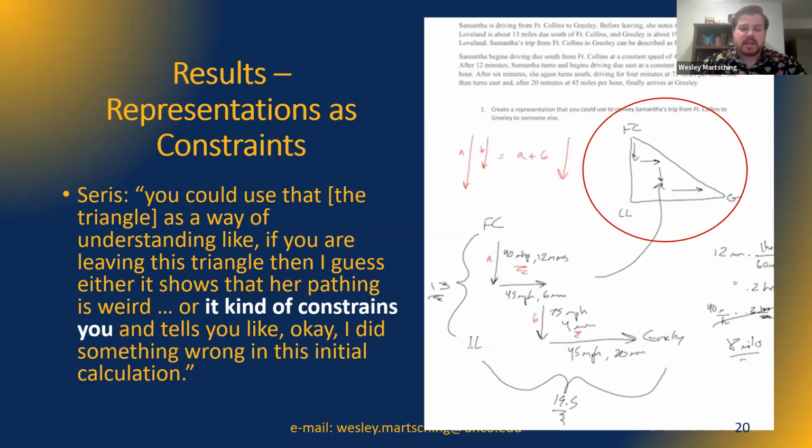Looking at representations as constraints, again, going back to Series first, he took that original depiction of the car's travel and situated it within this triangle. Because Loveland is basically due south of Fort Collins and Greeley is due east of Loveland, he said that if at any point in time the car travels outside of this triangle, it means that either he did something wrong or something was wrong about the context to begin with. So it constrained his reasoning and was used as a way to check what he was doing.